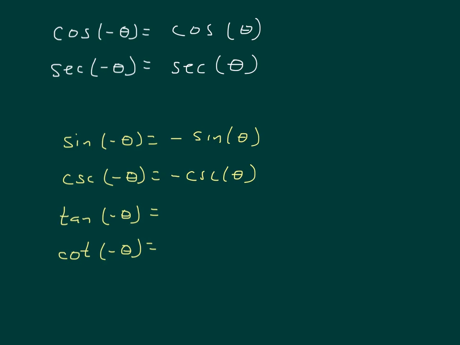And the same thing is true with tangent and cotangent. I will do a proof to show you that tangent and cotangent are actually odd functions. But for right now, for our notes, just realize that they happen to be odd functions. I'll show you the proof in class next time. Tangent of negative theta will be negative tangent of theta. And cotangent of negative theta is going to be negative cotangent of theta.